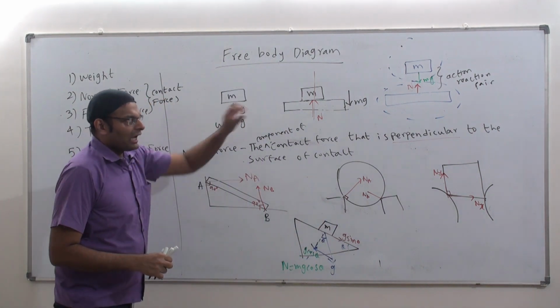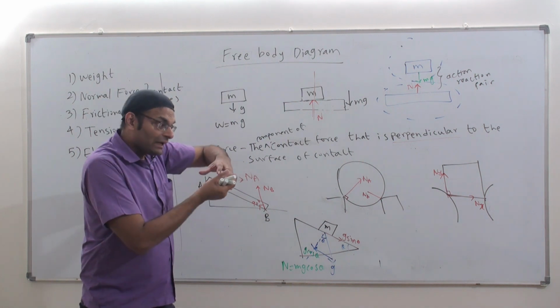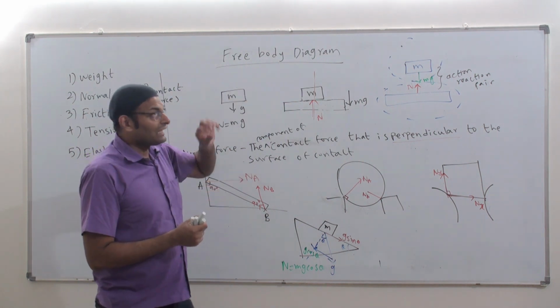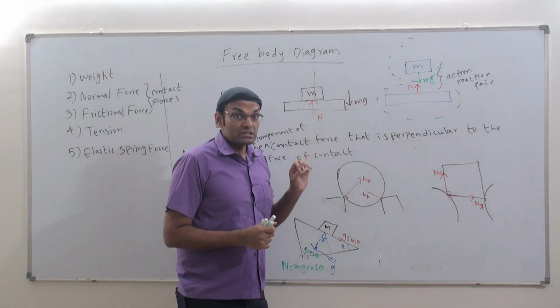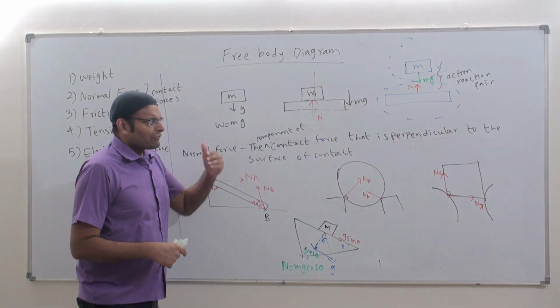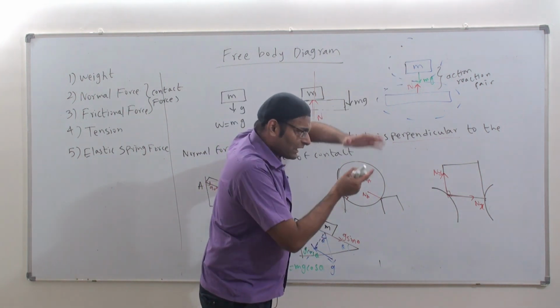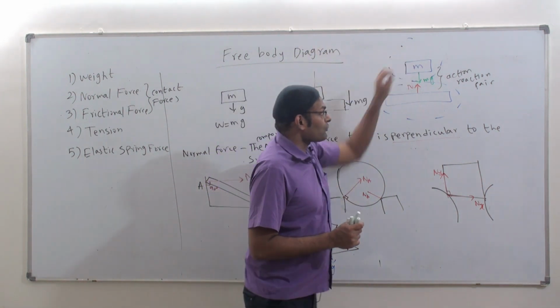So this is something I would like to tell you. Basically, what do I do in a free body diagram? I segregate the two objects, then I analyze the forces acting individually on each. We'll be doing more problems in the coming videos. For the purpose of explanation, I segregate the objects, then I analyze the forces acting on them.